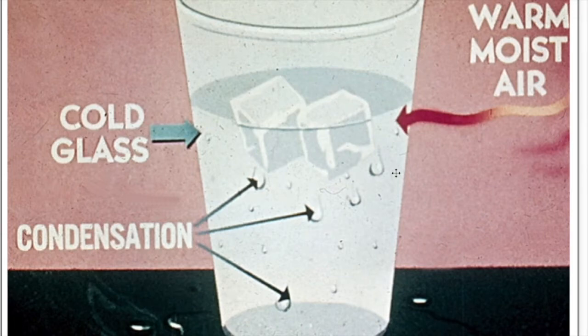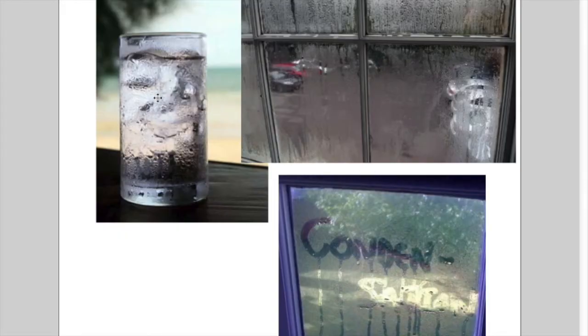Here are some real examples. Here is the actual glass showing that the water molecules in the air turned back to liquid on your cold glass of water. In everyone's house, you've probably seen this. In your windows, you'll see that it's got water on the inside of your window because the outside of the window is cold and your air is warm. And so the water in the air will hit the window and then turn back to liquid. Here's another example that says condensation.